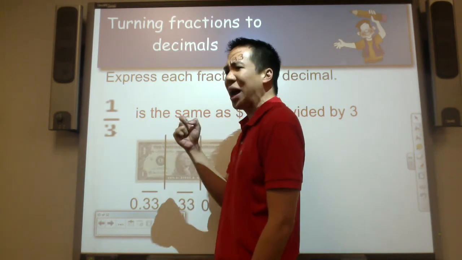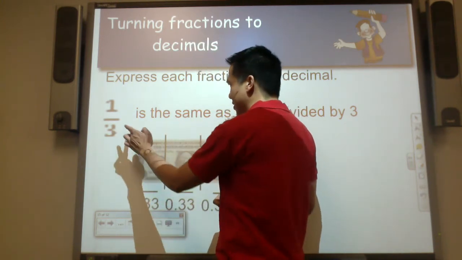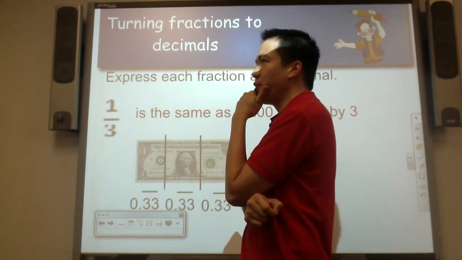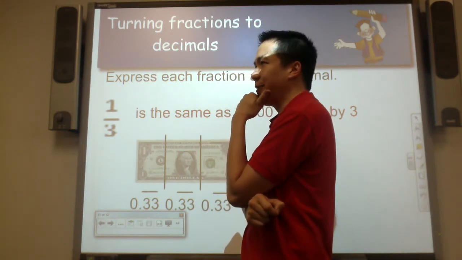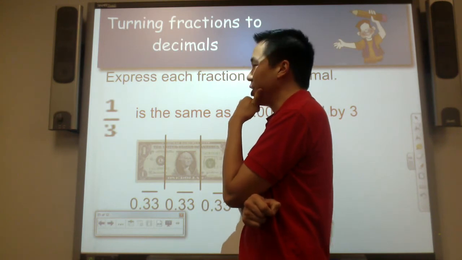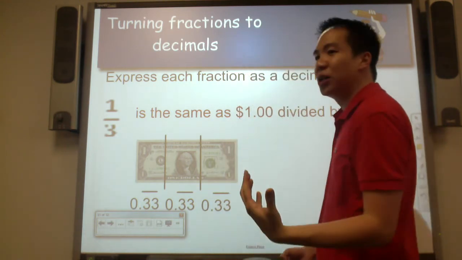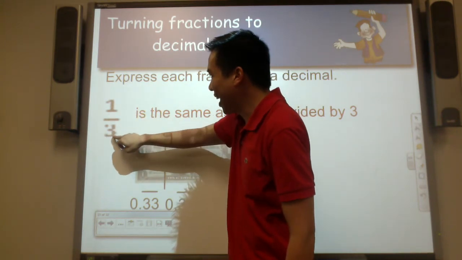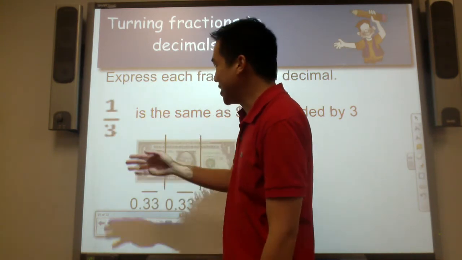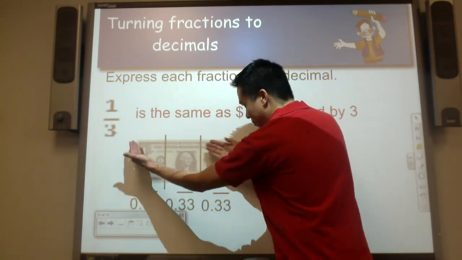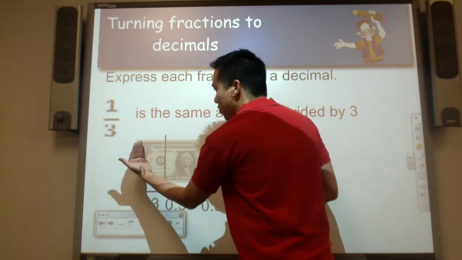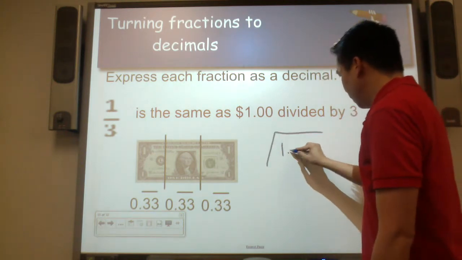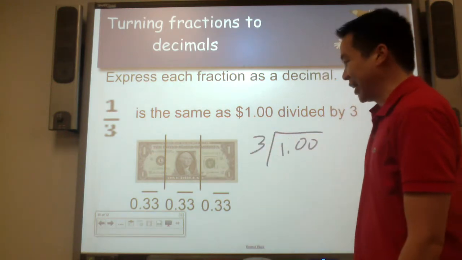Can 3 go into 100ths place? Can 3 go into 100? You multiply by 33, that's 99. No, not perfectly. So not really. So let's do the dividing. You have 1 divided by 3. Another way to say that is you have $1. You want to divide it into 3 parts. How much will each part have?